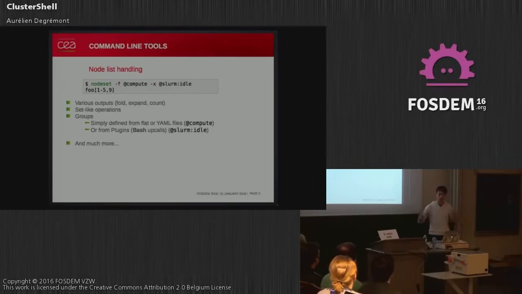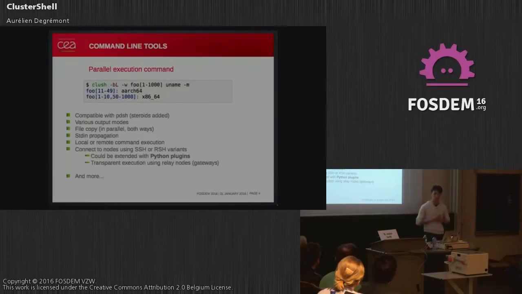It has various outputs. It can do any set-like operation between all those node names. And it can manage groups. It could be static groups in flat or YAML files, or from plugins based on bash calls. So here you can see a slightly complex example where we are folding, so having a compact output of nodes from the compute group, where we are excluding nodes that are idle in Slurm. So you can see here that it's dynamic, based on the current status in Slurm. And there are many more features for this.